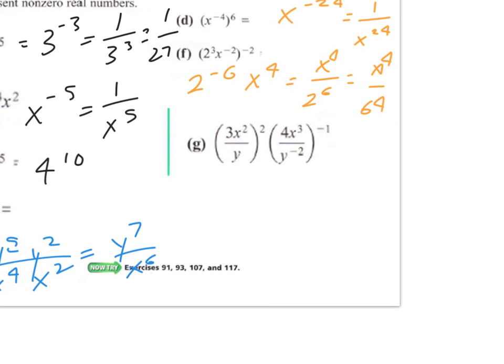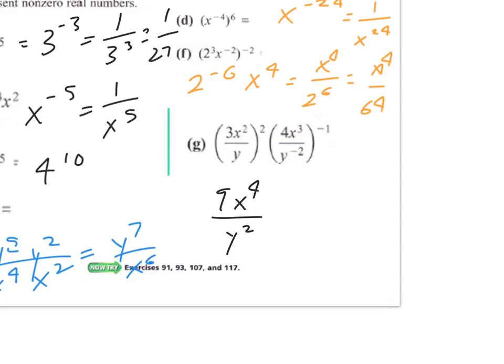First thing I would probably do with G would be, if I do a little bit with the left here, I can distribute that 2 to each piece, so that would be a 9. And I'm really multiplying these 2's together to get 4, and then squaring the y at the bottom.